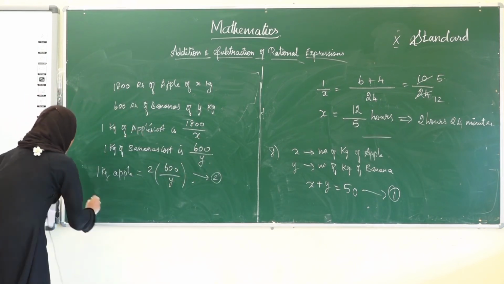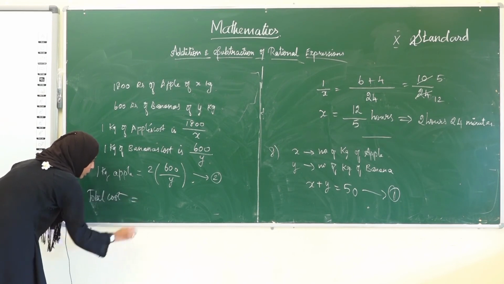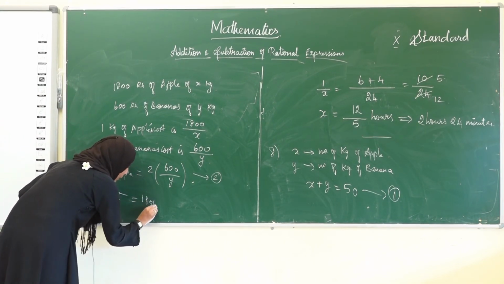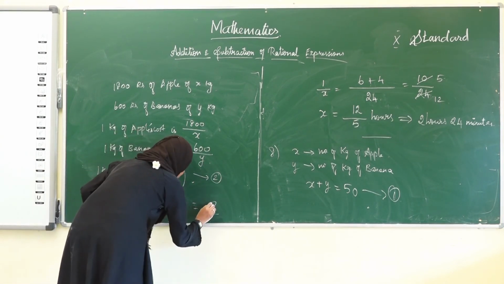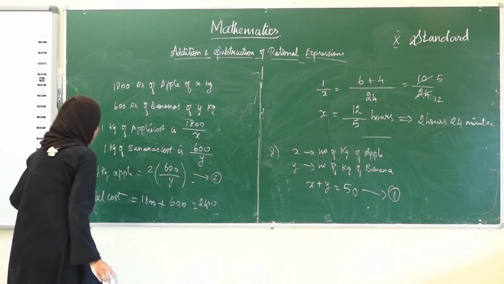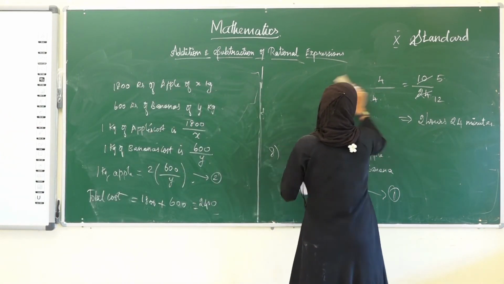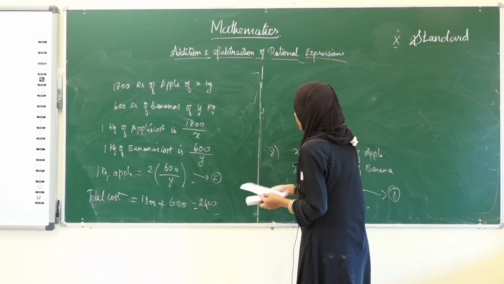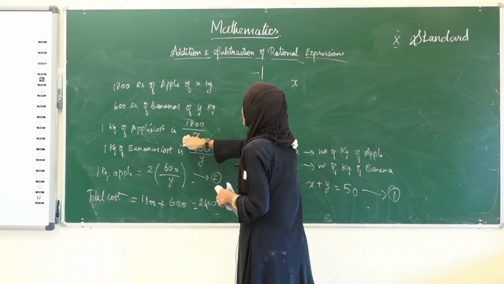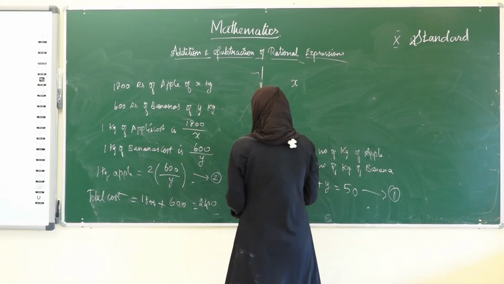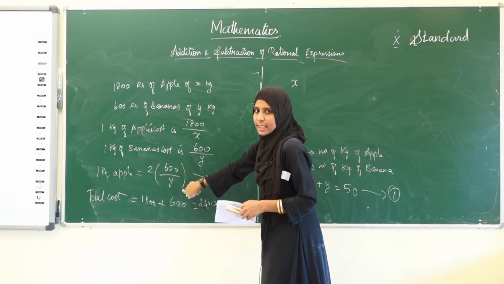Now what's the total cost? For how many rupees had she bought the fruits? 1800 rupees apple and 600 rupees banana. 1800 plus 600 is equal to 2400. From this we can find the equation. See here, total cost is 2400. So for x kgs of apple, 1 kg of apple's value is 1800 divided by x, right? That can be written as 2 into 600 divided by y.